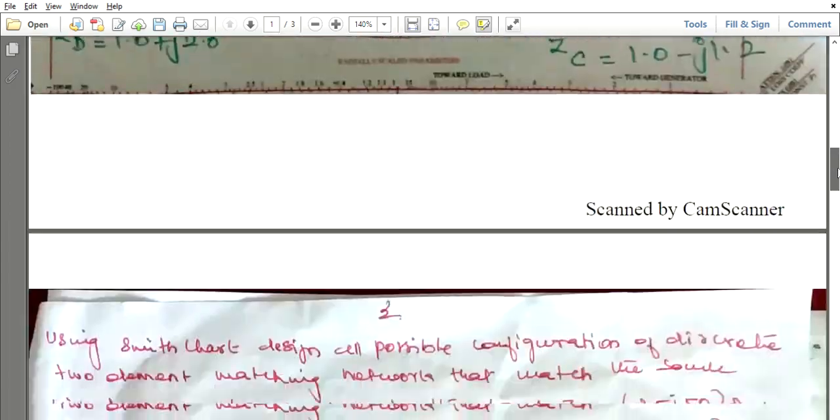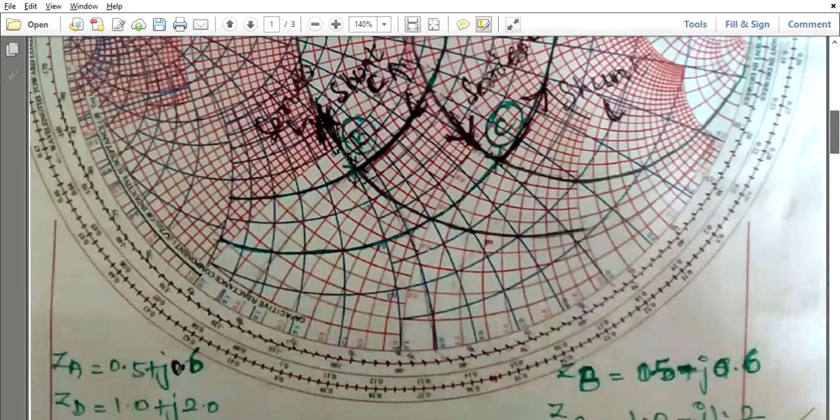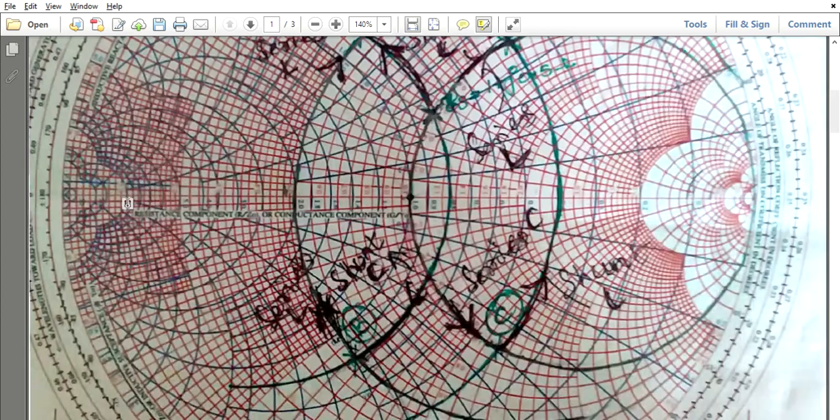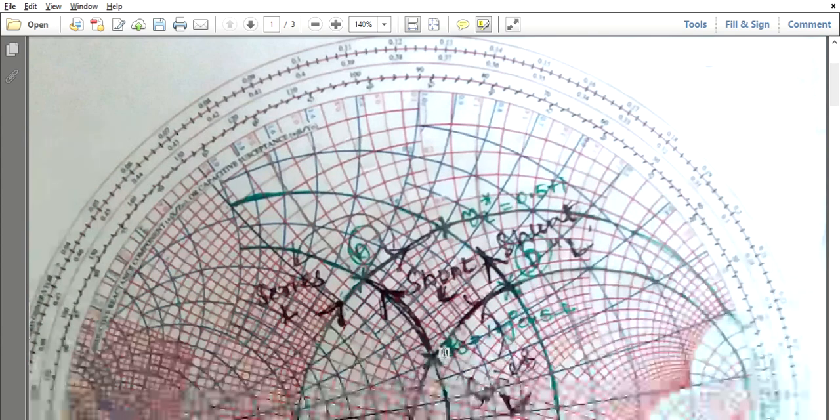For example, if you want to fix 1 plus J0.5, 1 is the resistance and J0.5 is the inductive reactance. So 1 you have to mark on the horizontal scale, this is the 1.0 resistance point, and 0.5 you have to mark by using this reading, right. So here ZS is marked here, right, ZS is marked here.